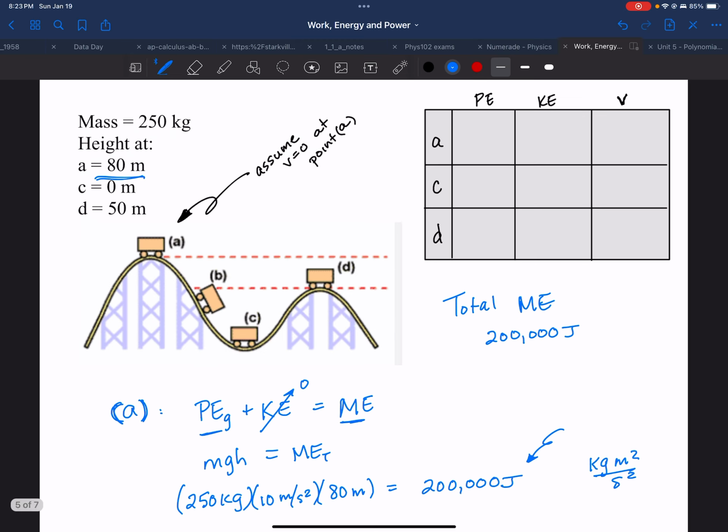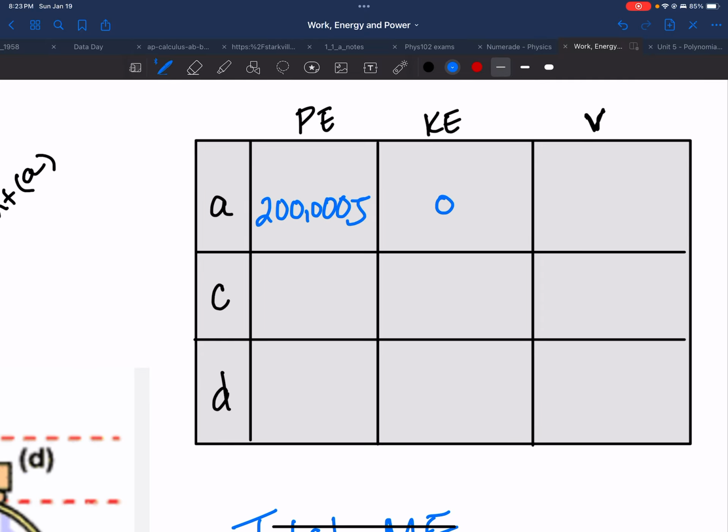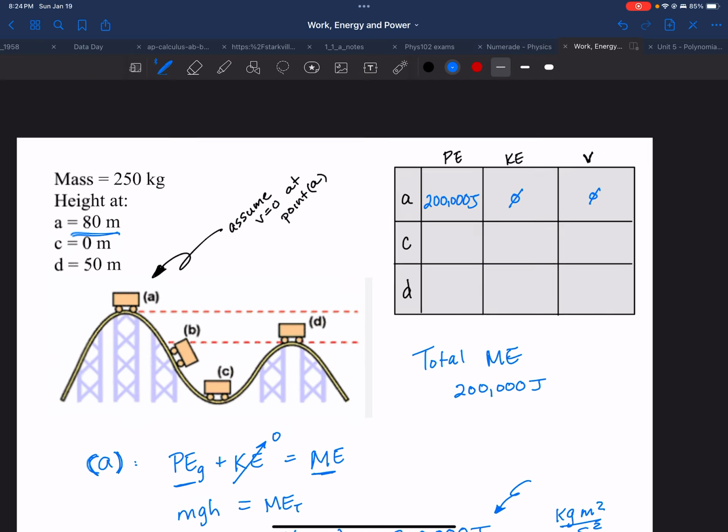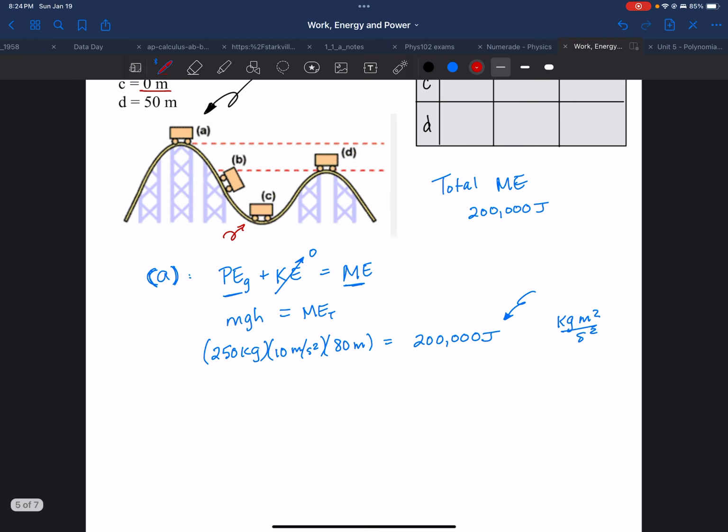I do know that my potential energy here is 200,000 joules. Let me increase that a little bit. My kinetic energy is 0, which means my velocity is also 0. Okay, so let's look at point C. At point C, I'm going to change my pen to red for this one. At point C, I have 0 meters.